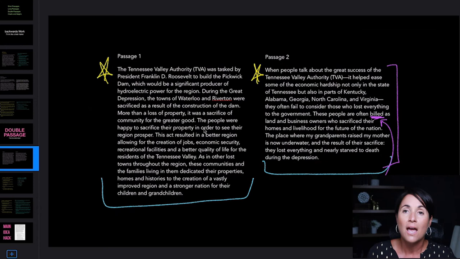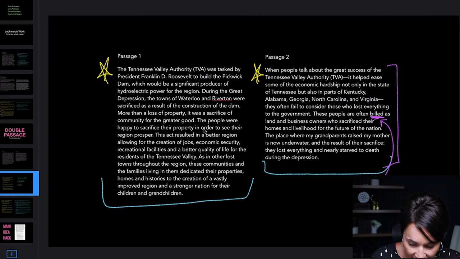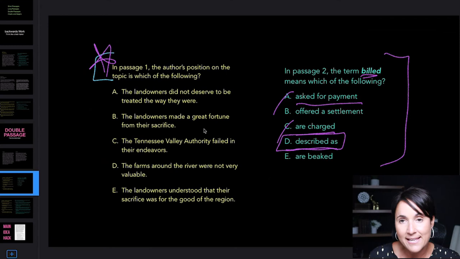If it's weird and choppy, like for example, if I said these people are often described as land and business owners, well, that works, doesn't it? But if I said these people are often offered a settlement as land and business owners who sacrificed their homes, doesn't make much sense there. So that's another way with the vocab that you can implement it there.